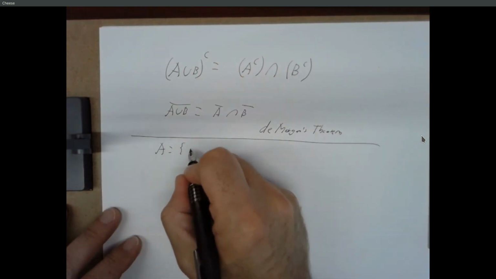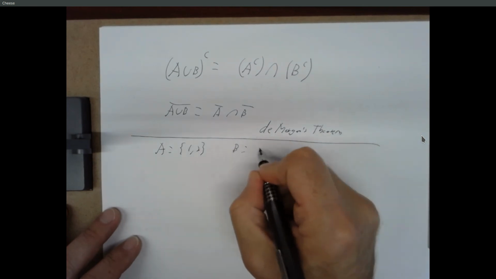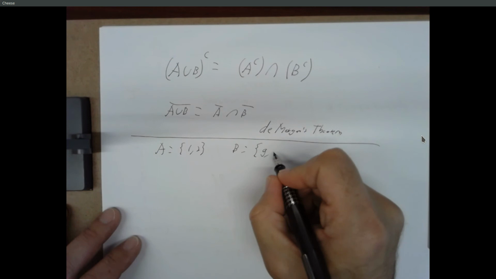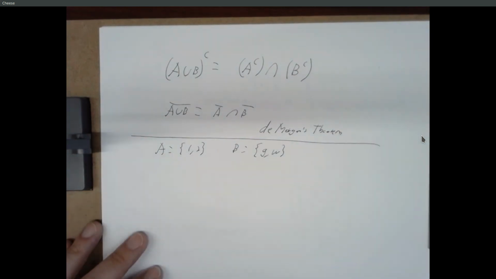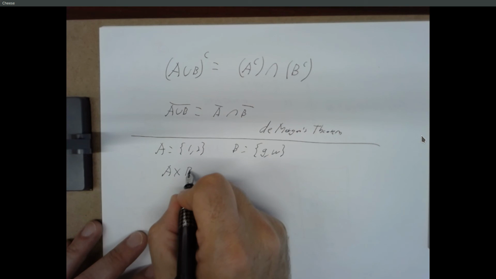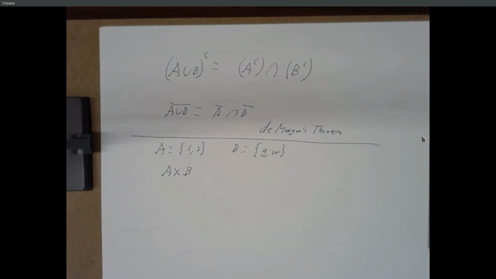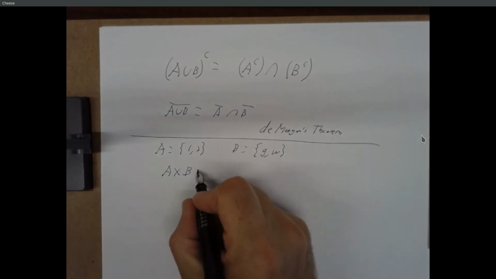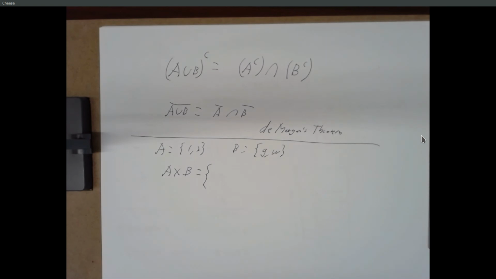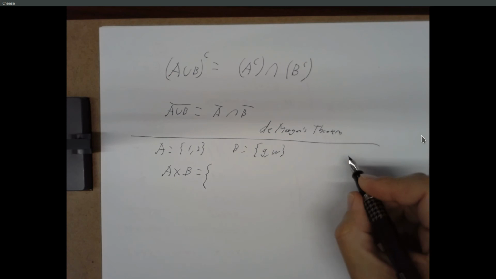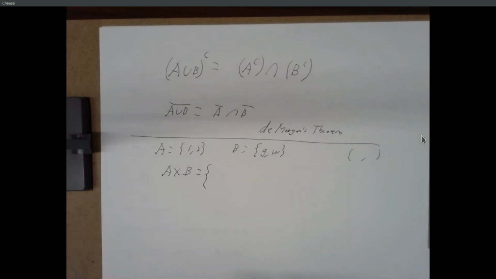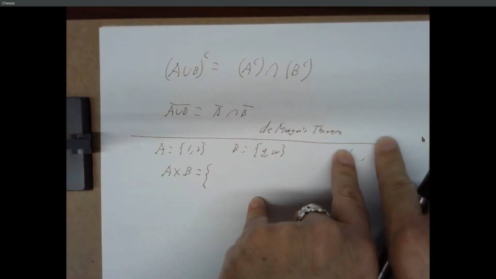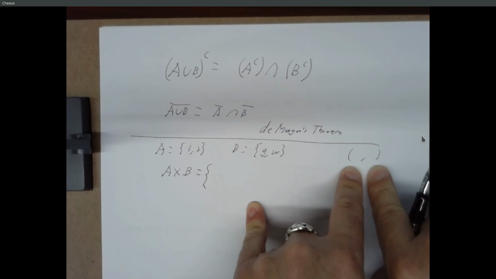Suppose A equals the set 1, 2, and B equals the set G and W. We can define what's called a Cartesian product of these two sets. Cartesian product of two sets is a third set. And the elements of this third set are what we call tuples, an ordered pair. So each element of this set is going to be two things in parentheses separated by a comma. And this is not a set because I'm using parentheses instead of curly brackets. This is like a coordinate on a graph.